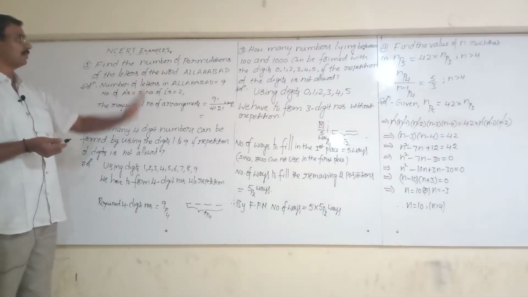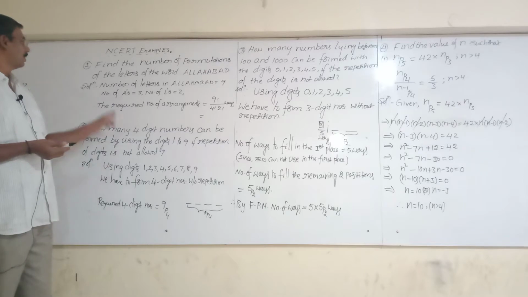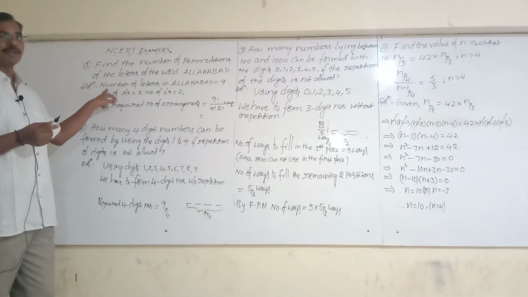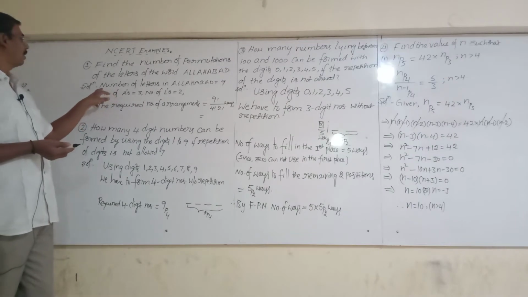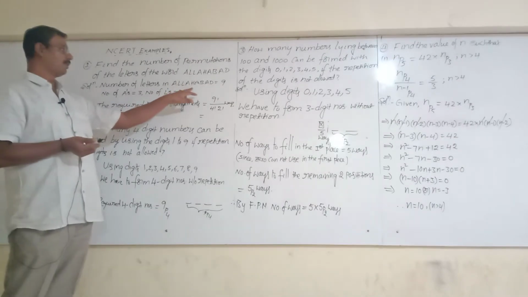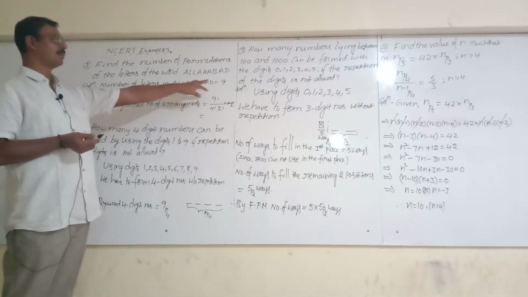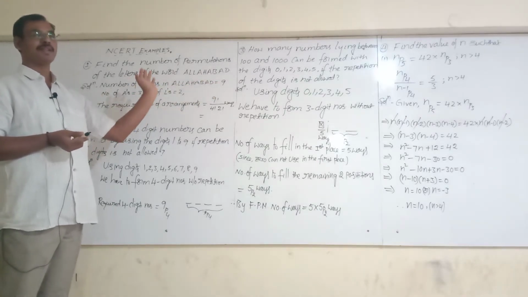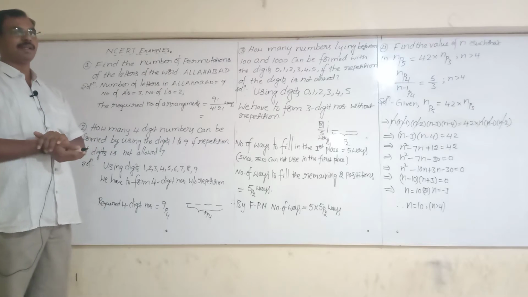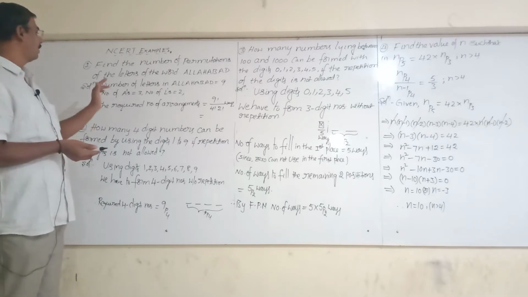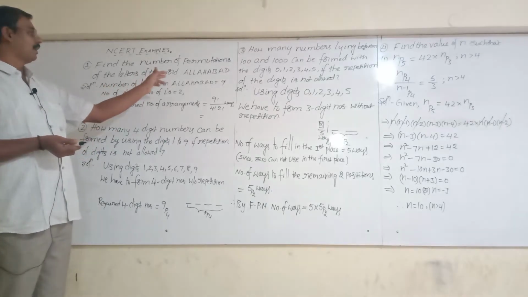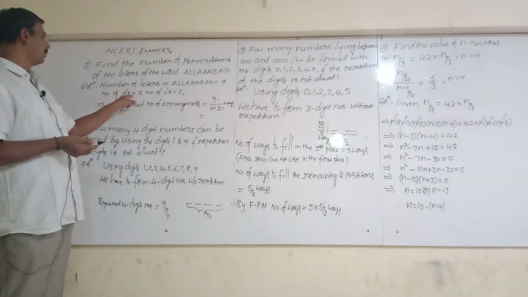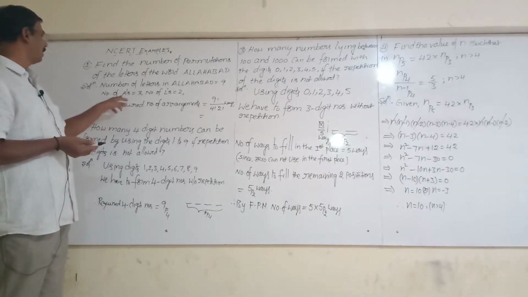The word ALLAHABAD is given. So firstly, what to do? We have to count the number of letters. The total number of letters in the word ALLAHABAD is equal to 9. Of these, check whether any English alphabet letter is repeated. Find the repeated letters. So what are the letters here?